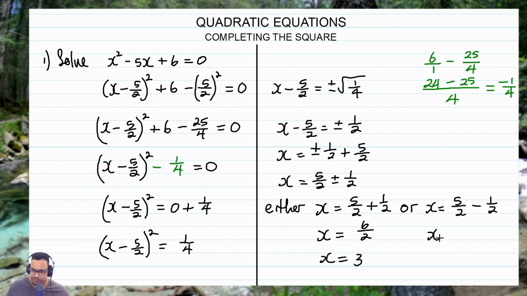And across here we have 5 over 2 take away a half. And that will be equal to 4 over 2.